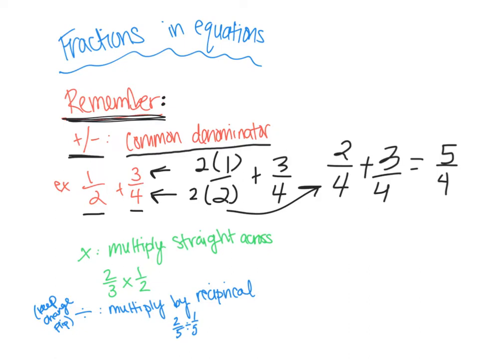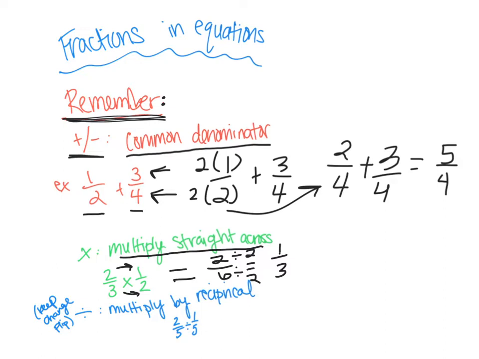For multiplication, for multiplying, we need to multiply straight across. And what I mean by that is we need to multiply the numerators and multiply the denominators. So if this is my example, I would need to take 2 times 1, my numerator, and multiply them. And then my denominator, 3 times 2 is 6. And then we always do want to simplify if possible. So we could simplify this to 1/3 by, again, dividing the top and the bottom, the numerator and the denominator, by 2 to simplify.